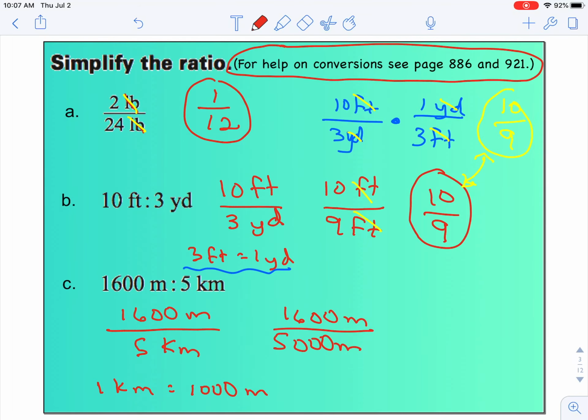So now I have the same unit, so I can cancel those units off, but then I also need to reduce. Well, I can certainly divide by 100 and get rid of those 2 zeros, and what that leaves me with is 16 over 50. Again, that could be reduced even more by dividing by 2, and so that equals 8 over 25. So that is our reduced and simplified ratio.